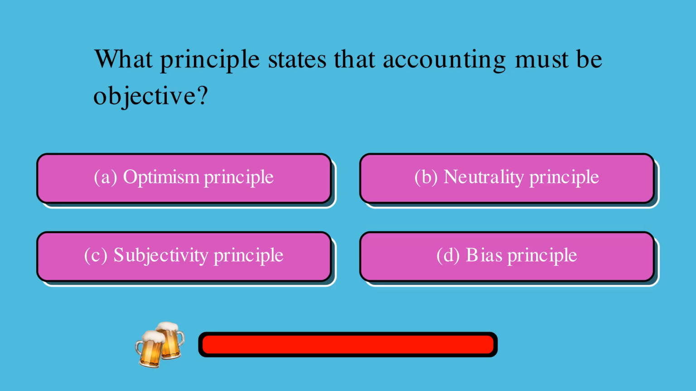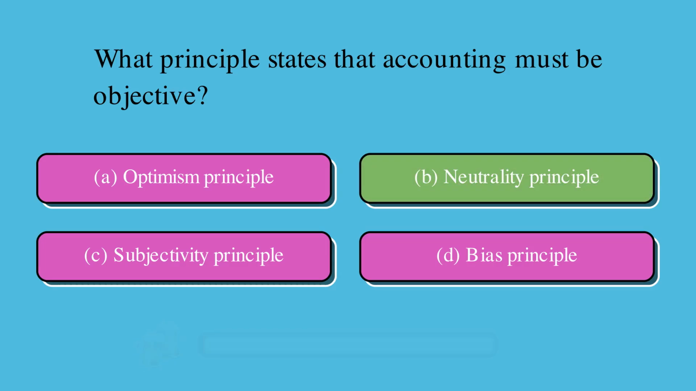What principle states that accounting must be objective? Is it A. optimism principle, B. neutrality principle, C. subjectivity principle, or D. bias principle? The correct answer is B. neutrality principle.